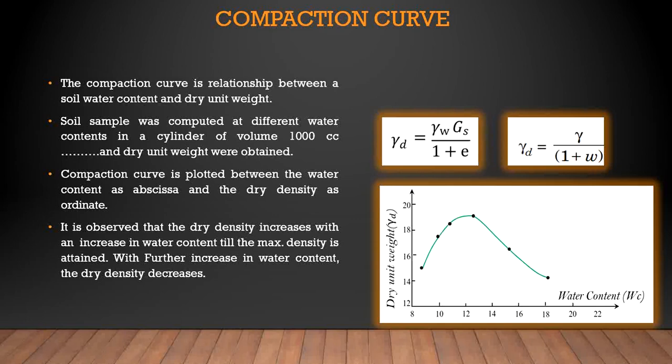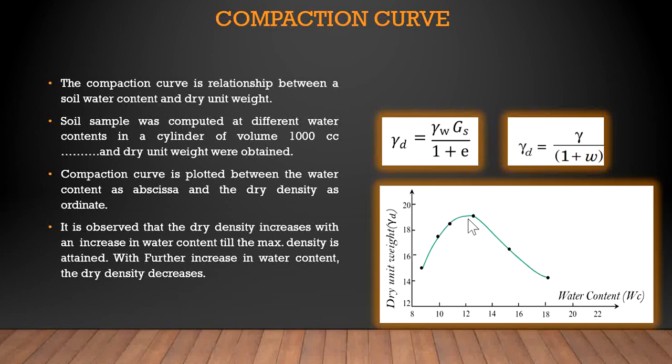So the water content corresponding to this maximum dry density is called the optimum moisture content. And the addition of water beyond the optimum reduces the dry density because the extra water starts occupying the space which the soil could not occupy. Okay, here we can see in the diagram the compaction curve.